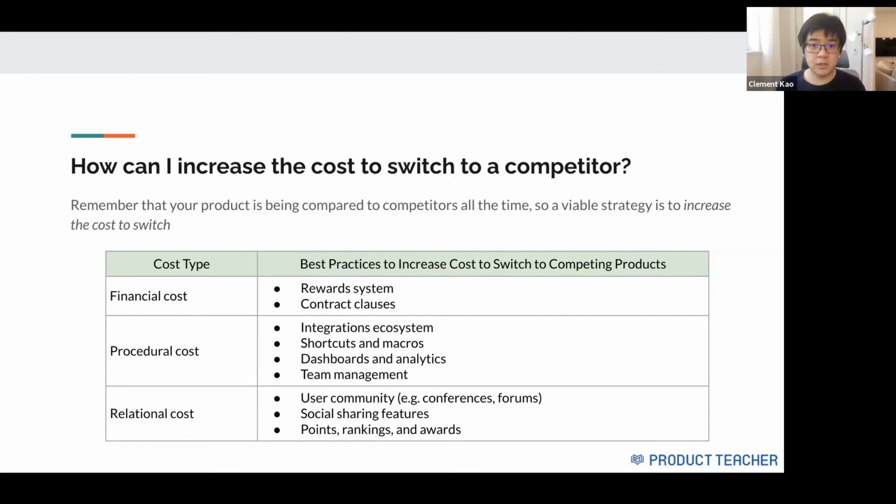Another way that you can make it harder to switch over to a competitor is to implement team management tools within your software.